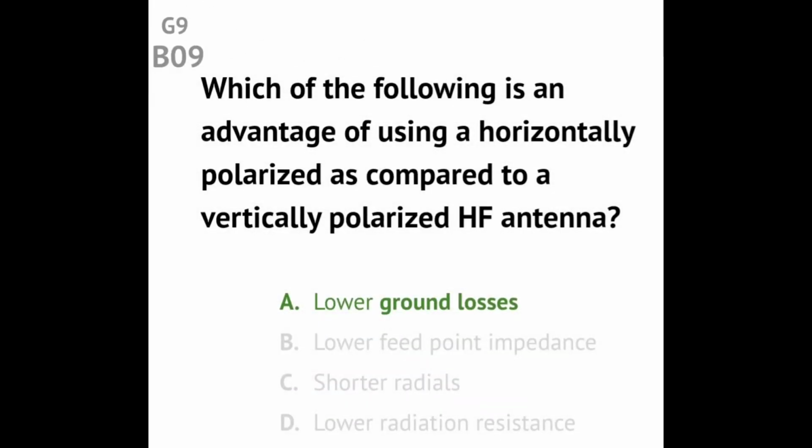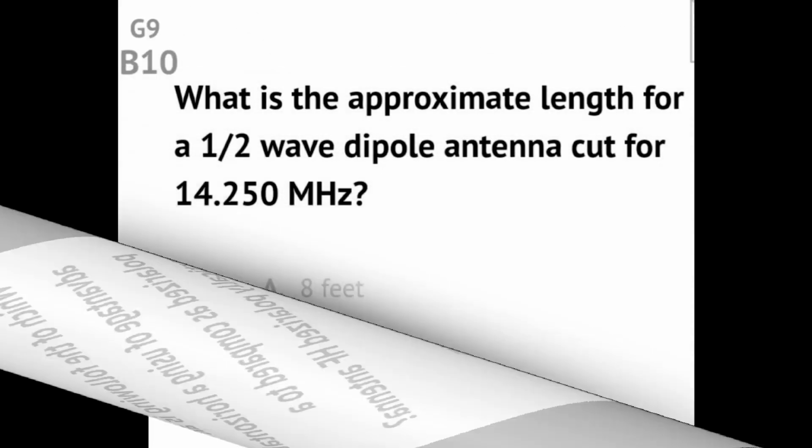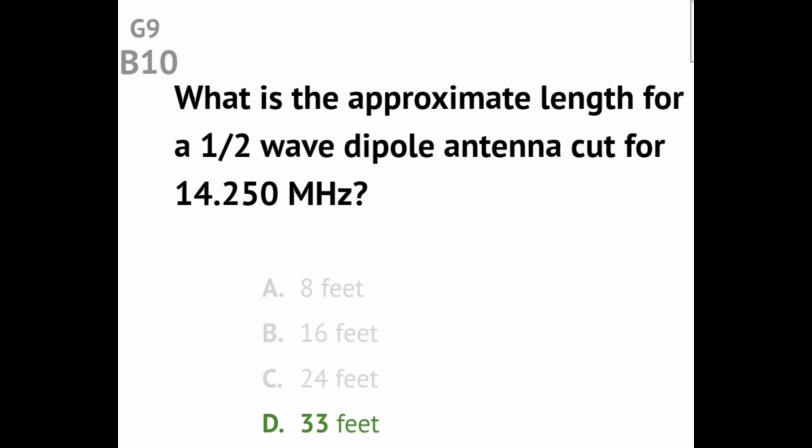Question G9B09. Which of the following is an advantage of using a horizontally polarized as compared to a vertically polarized HF antenna? Answer: lower ground losses. Question G9B10. What is the approximate length for a half-wave dipole antenna cut for 14.250 MHz? Answer: 33 feet.